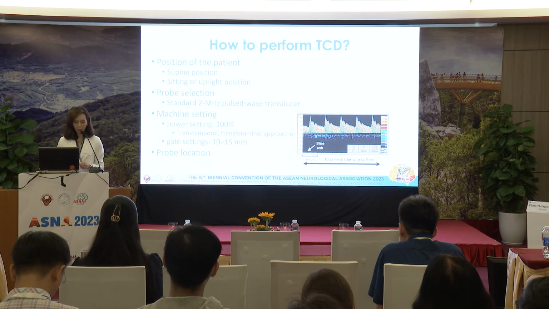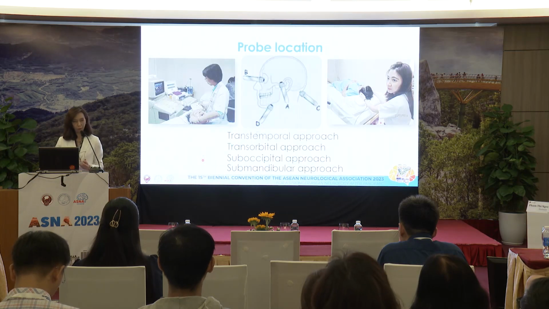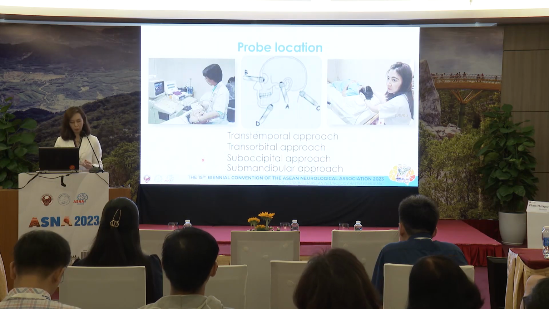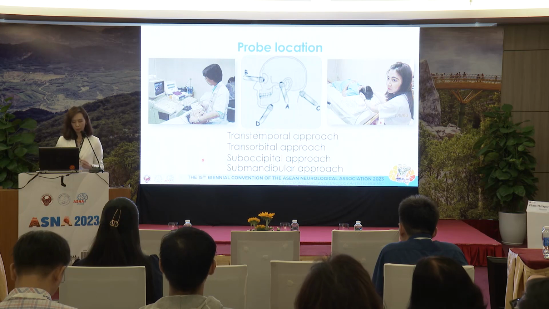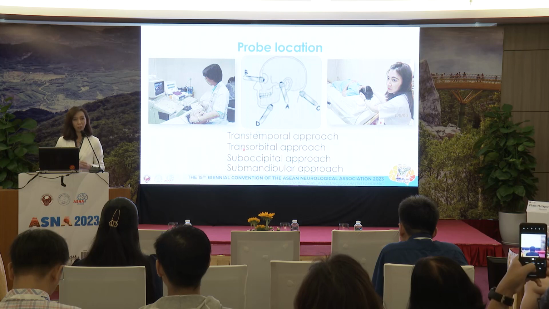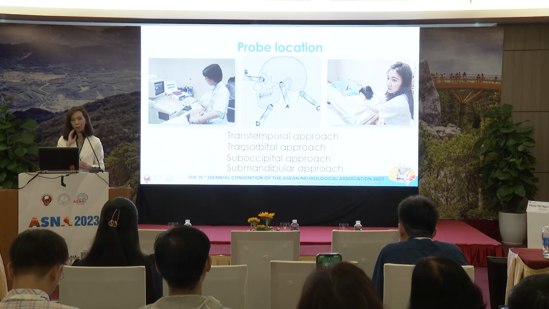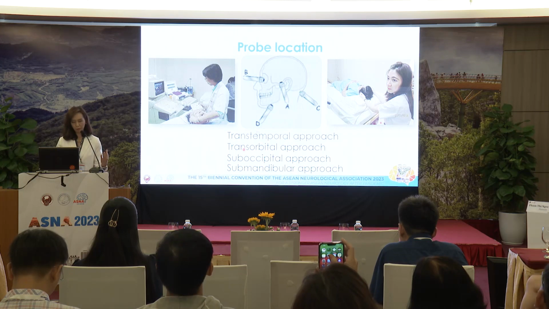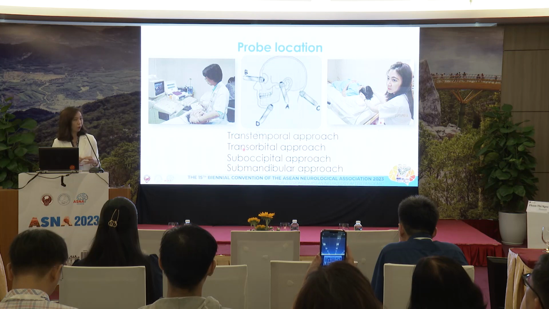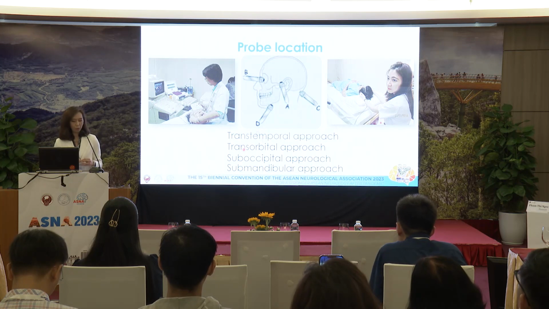So then we take the probe, and then we set up the machine, and then we put the probe on the patient's head. So these are the common, actually the first 3 are very common areas that we would insonate the patient. The submandibular, sometimes we do it to look at the internal carotid artery in the neck and calculate something. Dr. Navarro will probably talk about that later on for the calculation for the subarachnoid hemorrhage.